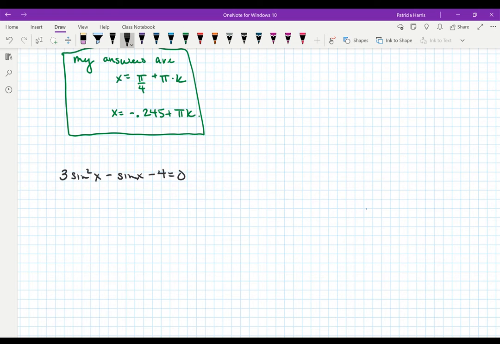Let's try that one. Okay, so this is sine. It's got a period of 2 pi. All right, so let's try it out. Remember, you're just factoring. Okay. Set each factor equal to 0.